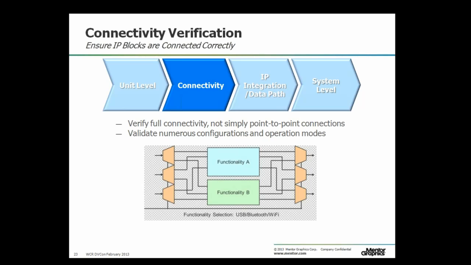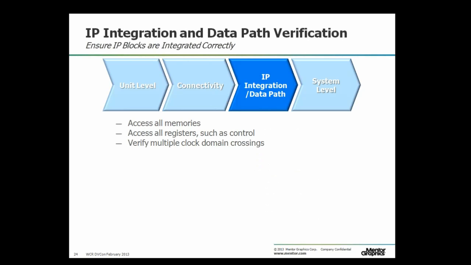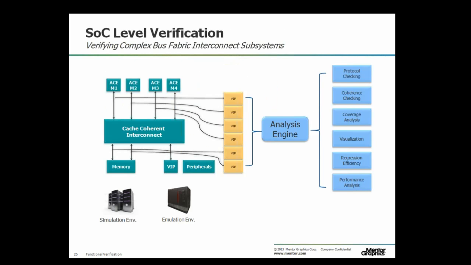Connectivity, again, we mentioned it's not just simply point-to-point. You've got very complex bus fabrics, cascaded, hierarchical, with lots of constraints and dependencies between masters and slaves. So it's a whole lot of a different challenge now than it used to be. And then verifying, again, the IP integration, data path between your processors and your memories, registers, control, clock domain crossings, verifying all of that before we move to the system level.